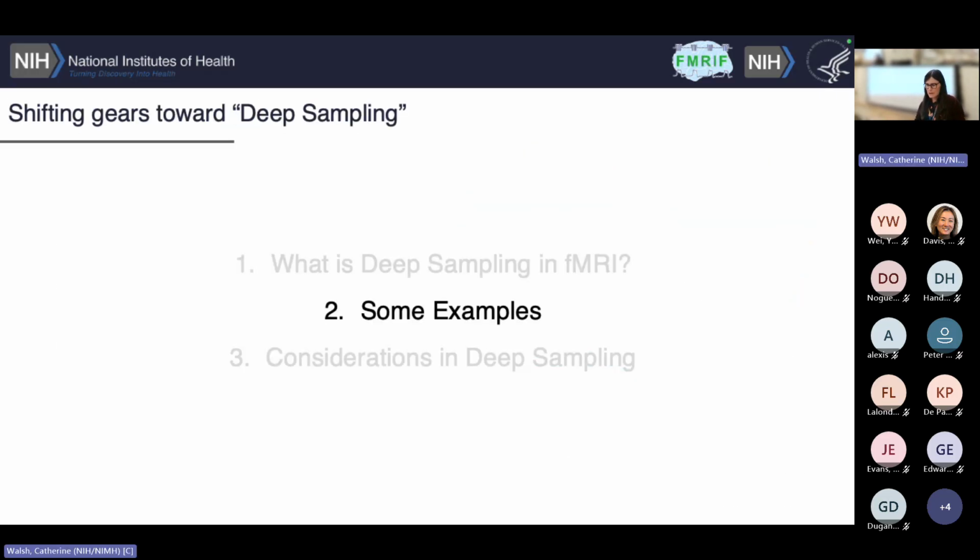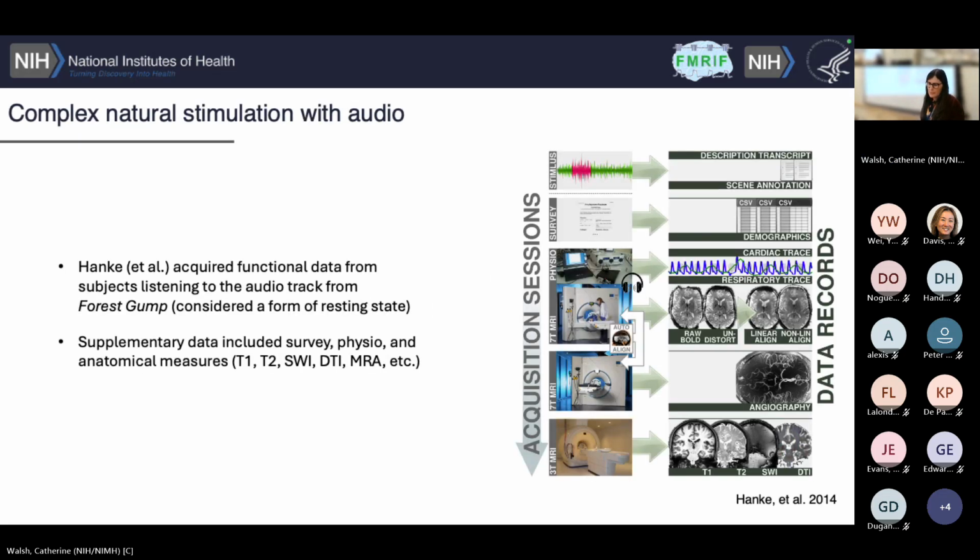Okay, so shifting into some examples, just so you can see a little bit of what we're talking about here. I'm going to start with a project from Hanke, and this is basically a really interesting data set that kind of encapsulates a lot of the things that we care about in deep sampling. And I'm just going to walk you through a little bit of what their data actually look like.